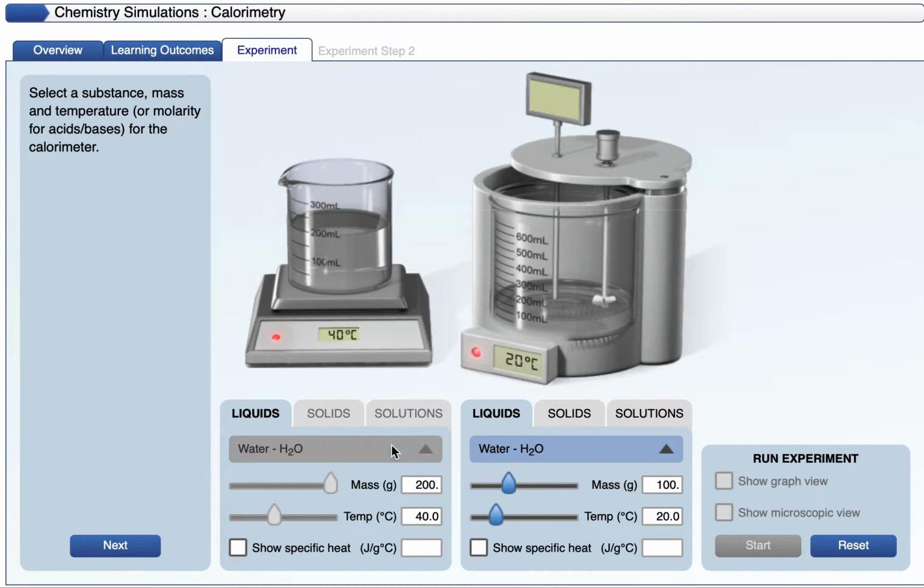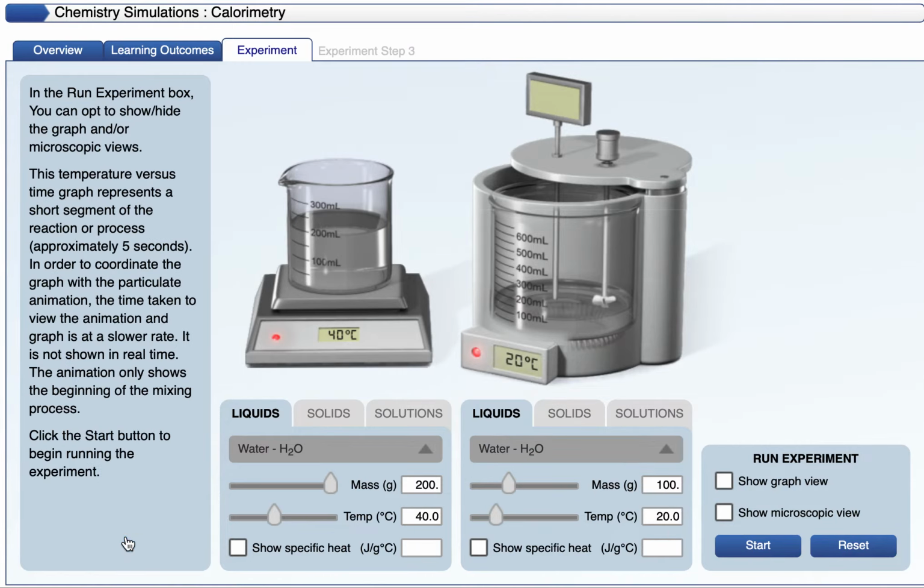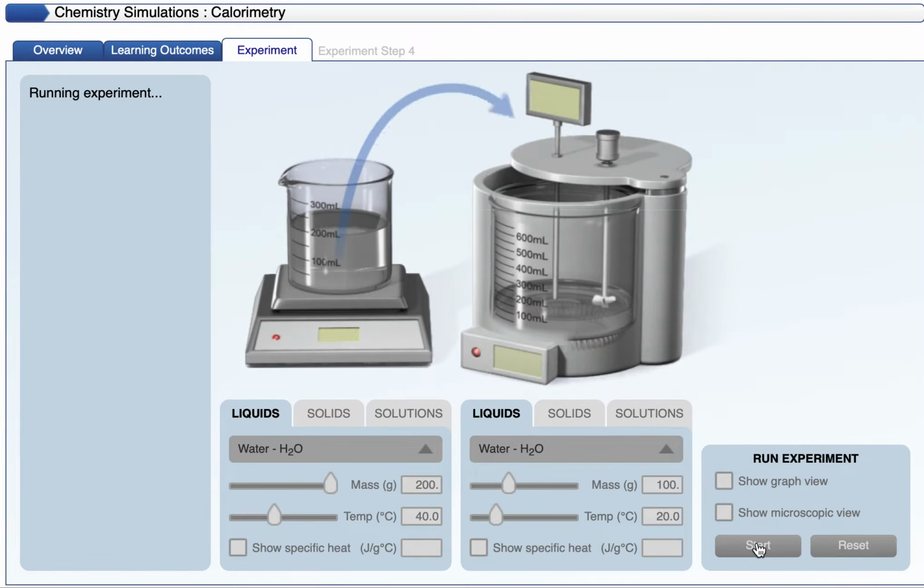So the beaker that's outside is at 40 degrees Celsius, but it has more mass. Because it has more mass, it has more internal energy. So it has more energy that it can give to the cooler water. So let's go ahead and hit start and see what that equilibrium temperature turns out to be.